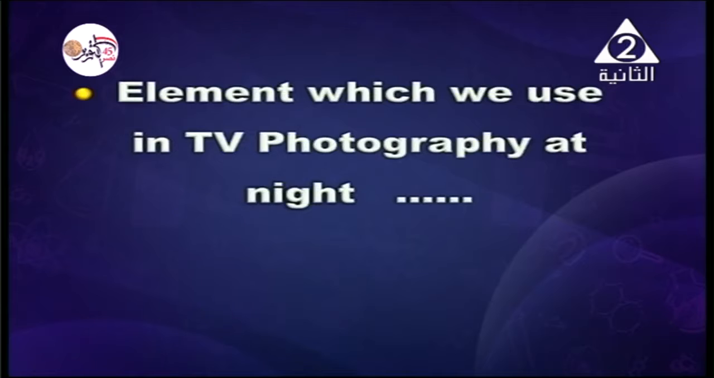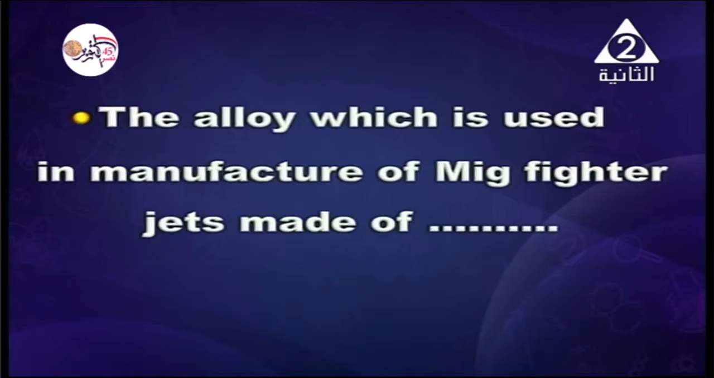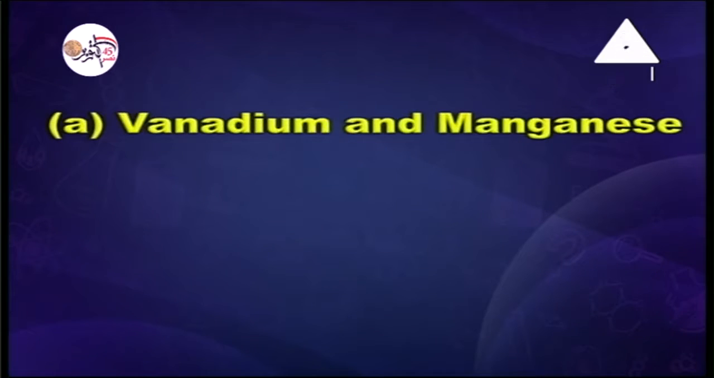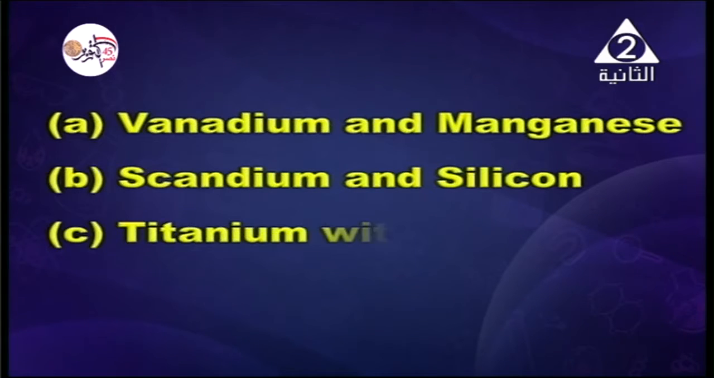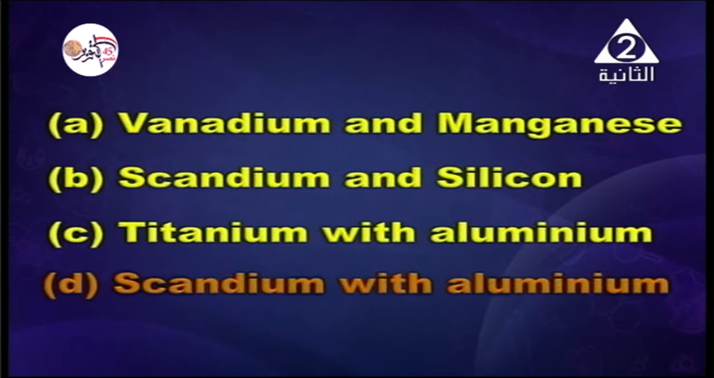Next point, the element which we use in TV photography at night. Is it scandium, titanium, iron, zinc? Here's the answer, it will be scandium. Next point, the alloy which is used in the manufacture of MiG fighter jets is made of what? Vanadium and manganese, scandium and silicon, titanium with aluminium, scandium with aluminium. Here's the answer, it will be scandium with aluminium.